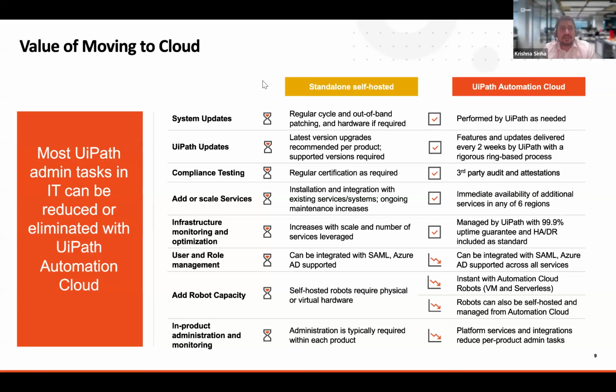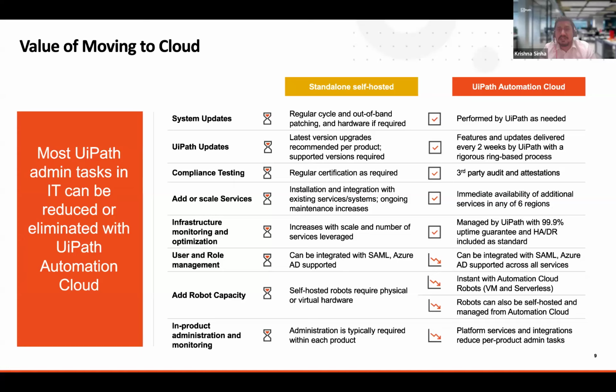So what is the value we are going to get by moving to the cloud? As I discussed in the previous slides, we are going to get regular system updates in comparison to standalone self-hosted, which has a regular cycle and out-of-band patching. Hardware, if required, needs to be taken care of by the admin, and in the automation cloud, it's performed by UiPath as needed. For UiPath updates, the latest version upgrades recommended per product and supported versions need to be done by the customer end.